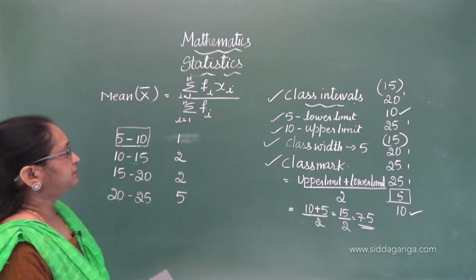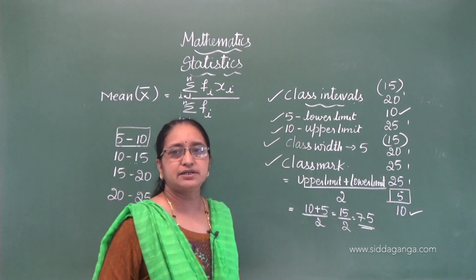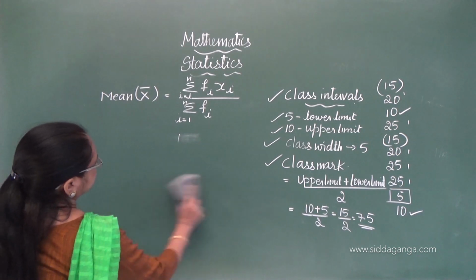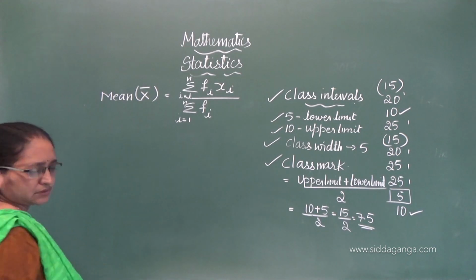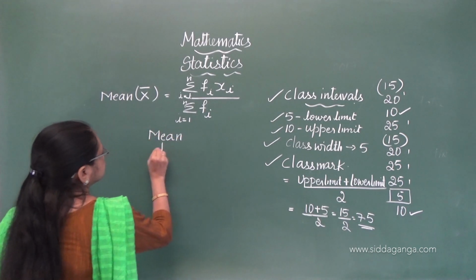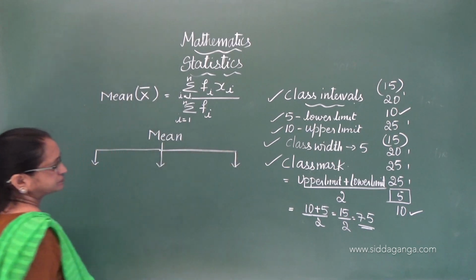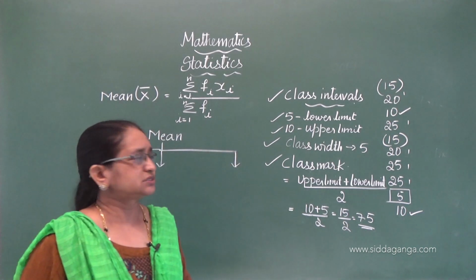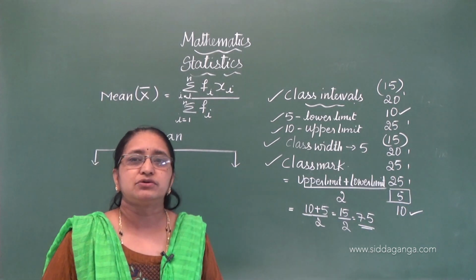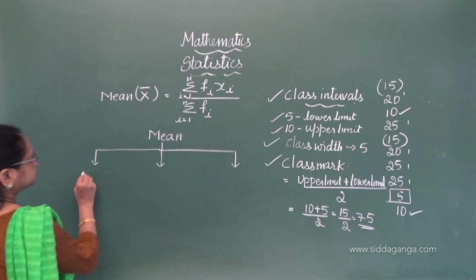Now, under mean, I hope you all understood the terms related to this, and the mean formula. Under mean there are 3 methods to find the mean. In this chapter, which is purely 10th standard, of grouped data, the first method is the direct method.